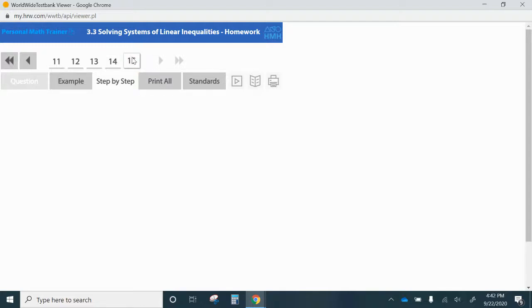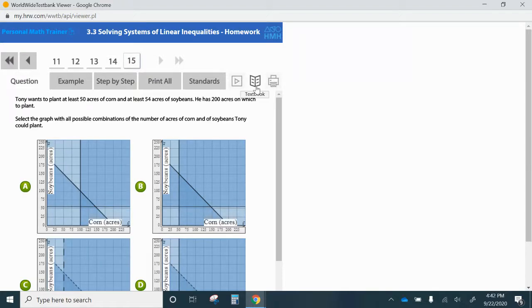And last question. Tony wants to plant at least 50 acres of corn and at least 54 acres of soybeans. He has 200 acres on which to plant. Select the graph with all possible combinations of the number of acres of corn and soybeans Tony can plant.